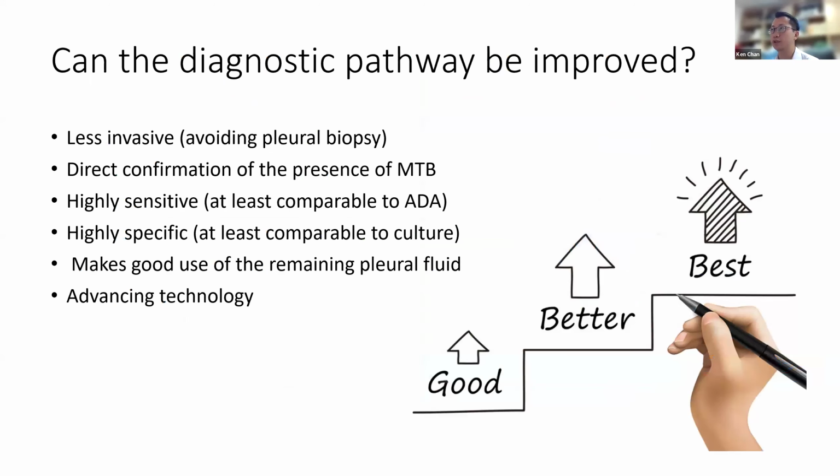So can we improve the diagnostic pathway, making it less invasive, avoiding pleural biopsy? Can we get a direct confirmation of the TB bacilli in the pleural space? If a test is highly sensitive, specific, and makes good use of the remaining pleural fluid. And we now have advanced technology of molecular tests. Can we combine all this together to fulfill all these targets?